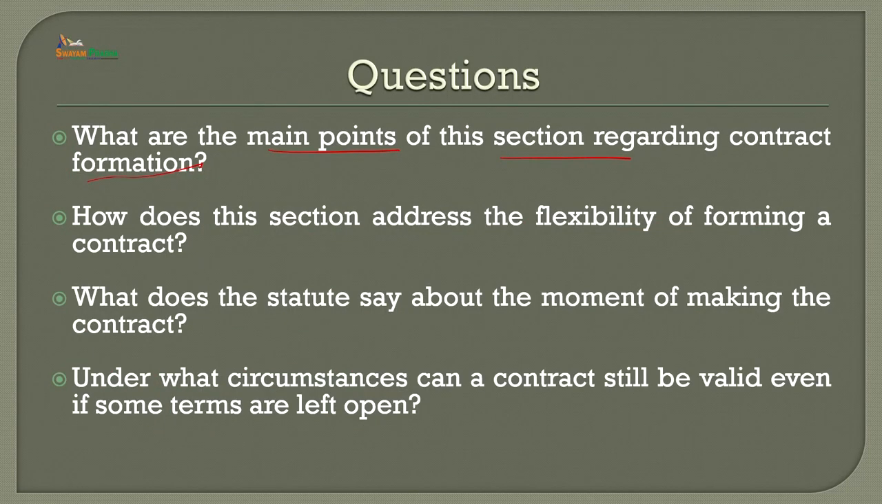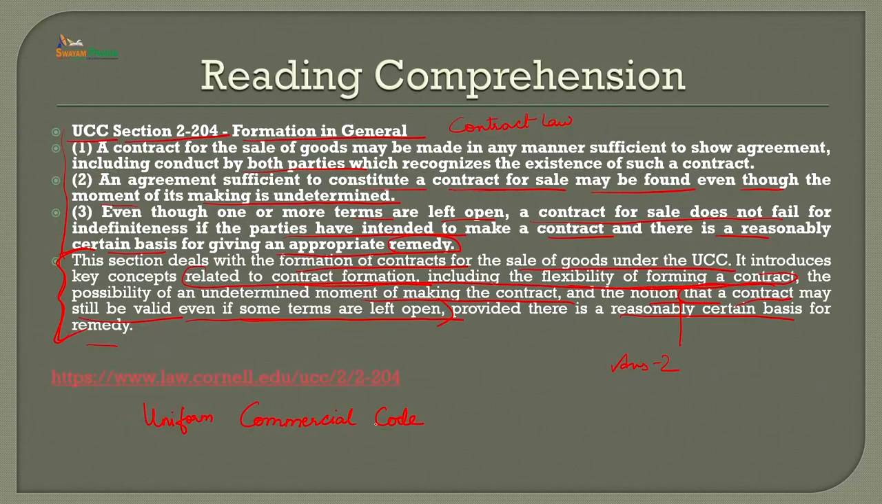Change it into your own words. What does the statute say about the moment of making the contract? The statute says about the UCC and changes in contract law. Under what circumstances can a contract still be valid even if some terms are left open? A contract may still be valid if some terms are left open, provided there is a reasonably certain basis for remedy, a solution. If there is any kind of solution, right?